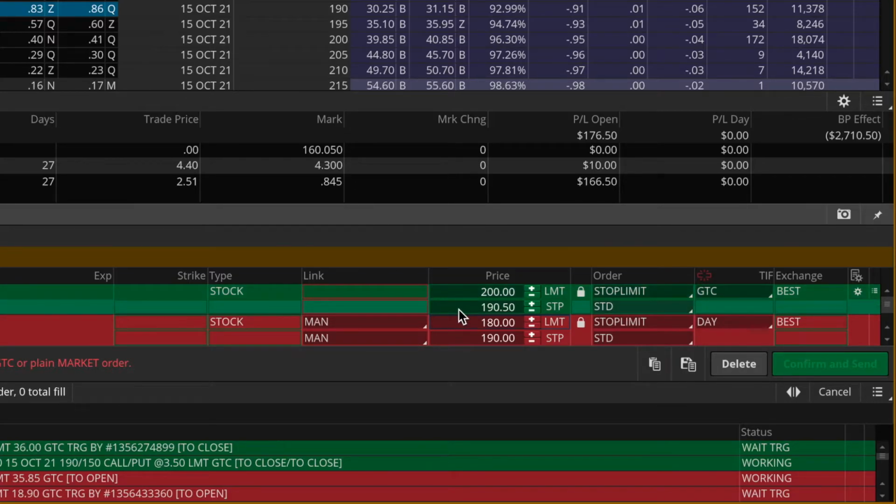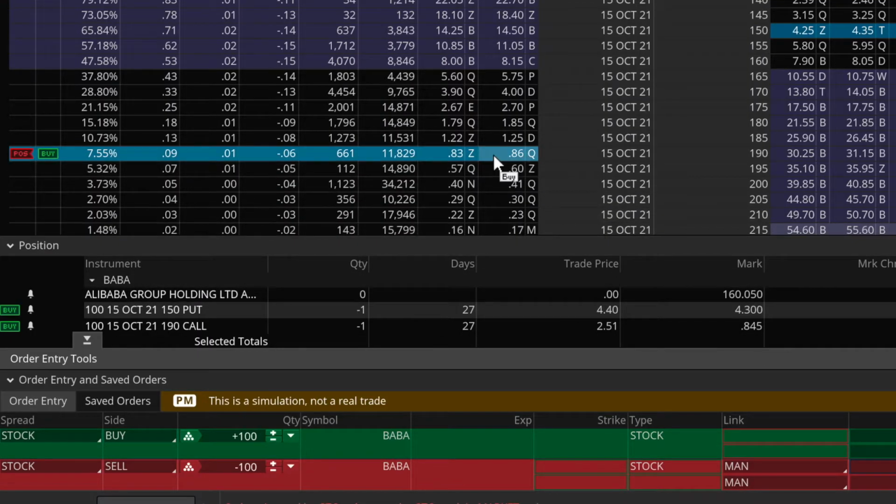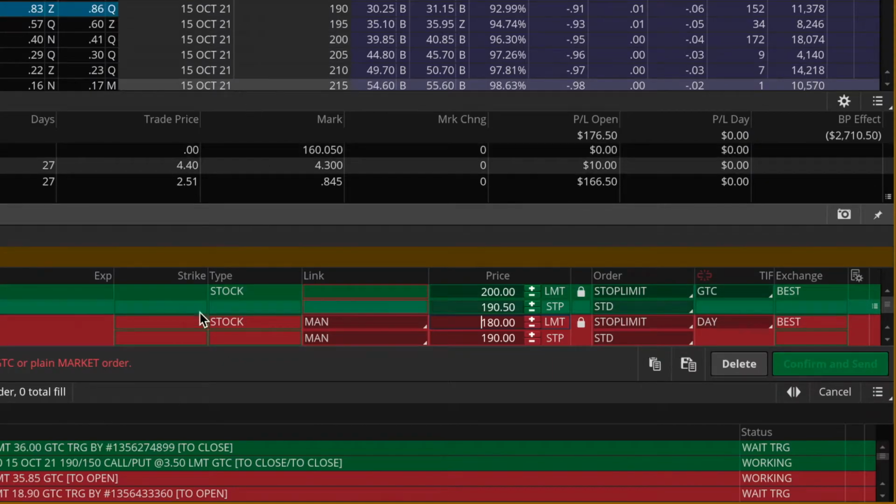And should the stock keep on going higher, then great, doesn't matter. Because now this short naked call option is converted into a covered call option. But if the stock does reverse and goes back down below 190, then this sell order will become active and it will sell the shares for the highest price possible once the price reaches 190 exactly.